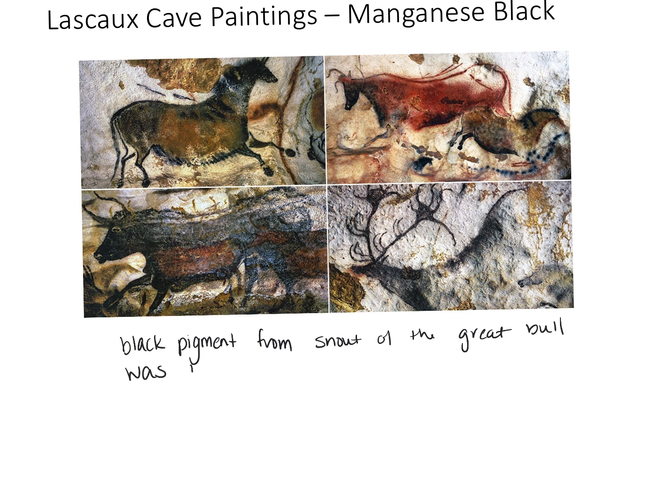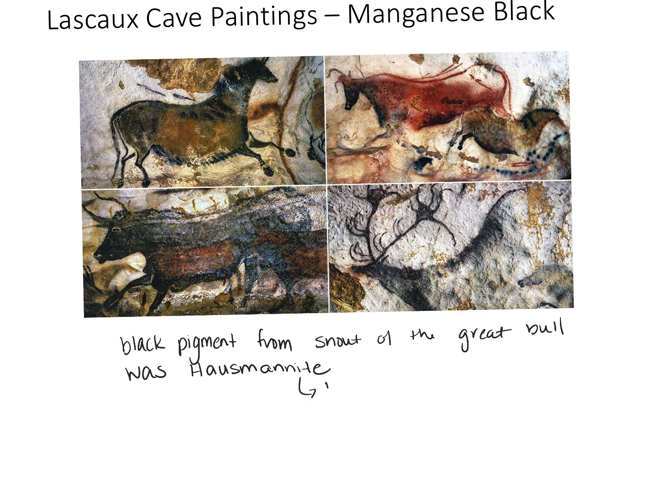and what they found was that the black pigment from the snout of the great bull was hausmannite. Now, this is a big deal for a couple of reasons. One is, most of the time when we have black pigments, they are carbon based. And so they were really expecting this to be a carbon based pigment. So they were really surprised by this.